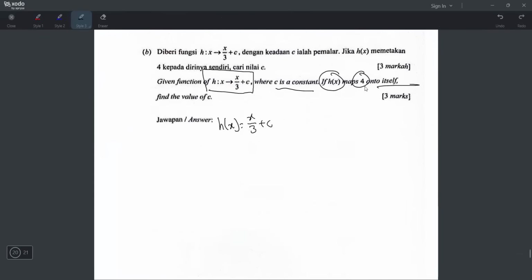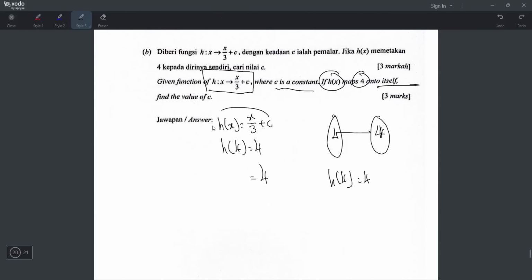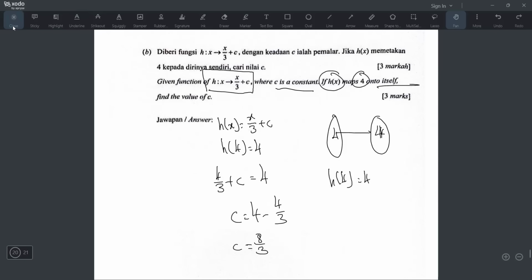What's the meaning of h(x) maps 4 onto itself? It means when the object is 4, the image will be 4. In other words, h(4) equals 4. So I'll just write h(4) equals 4, and the 4 is the image answer. The h(4), I will just substitute inside here. So h(x) is x over 3 plus c. So what's h(4)? 4 over 3 plus c. So your c will be 4 minus 4 over 3. Use calculator and you'll get 8 over 3. Oh my god, so easy. SPM. Done.